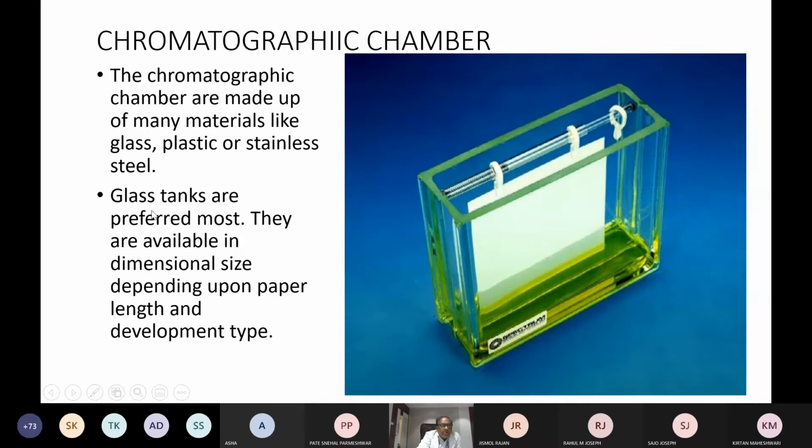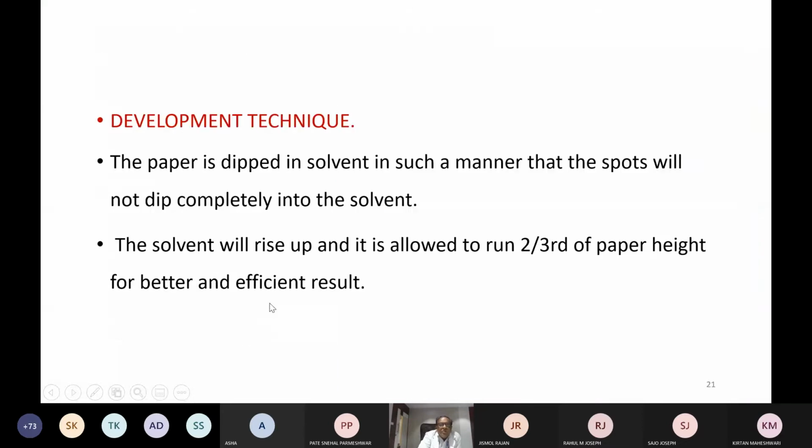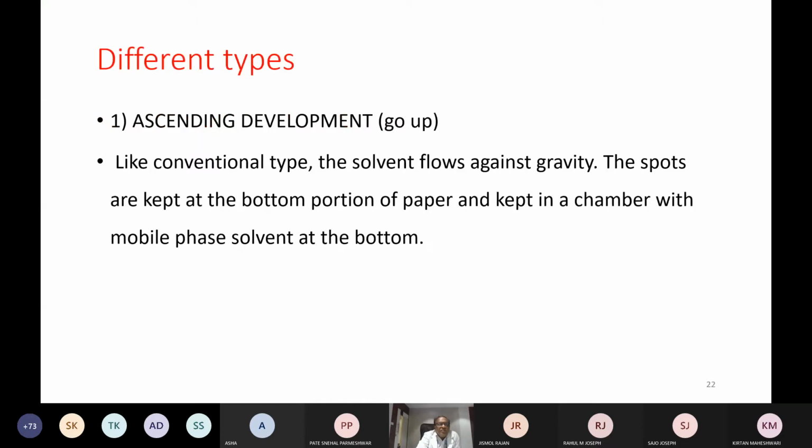For that purpose, glass tanks are preferred most. They are available in different dimensions depending upon the paper length and development type. The paper is dipped in the solvent in such a manner that the spots do not dip completely into the solvent. The solvent is allowed to run up to 2/3 of the paper height for a better and efficient result.